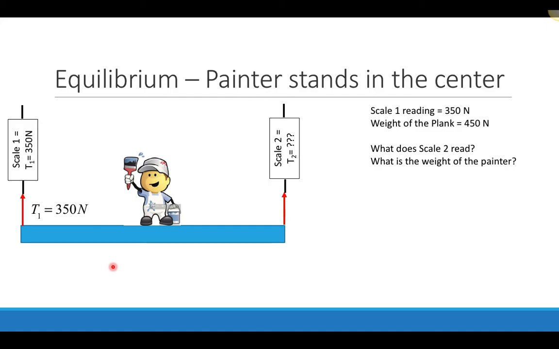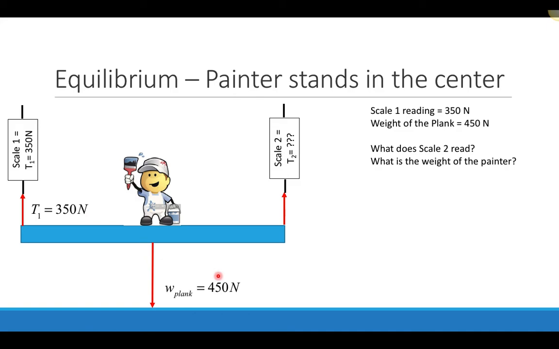Another type of example that we might look at is equilibrium problems, where we have multiple forces acting on an object. Here I have a painter standing on a plank or a scaffold, with cords acting on both sides, and he's standing exactly in the center. We know that the reading of the scale on the left is 350 newtons, so the tension in this cord is 350.